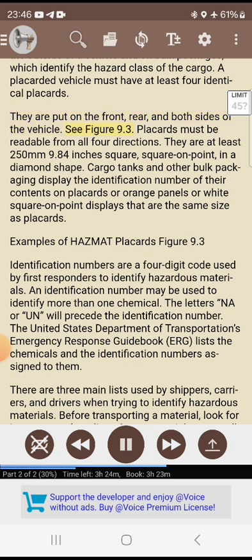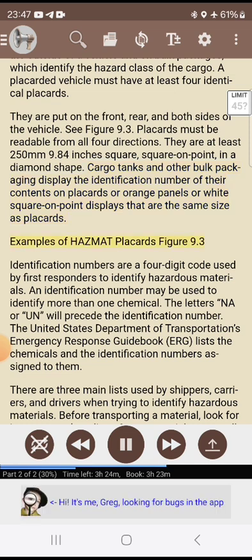See Figure 9.3. Placards must be readable from all 4 directions. They are at least 250 mm (9.84 inches) square on point, in a diamond shape. Cargo tanks and other bulk packaging display the identification number of their contents on placards or orange panels or white square-on-point displays that are the same size as placards. Examples of hazmat placards, Figure 9.3.